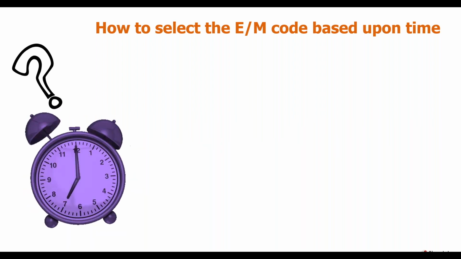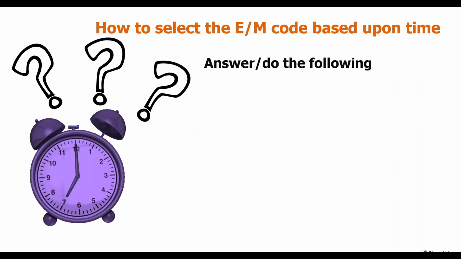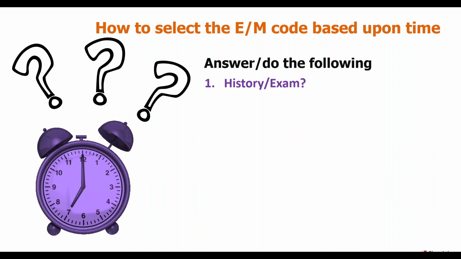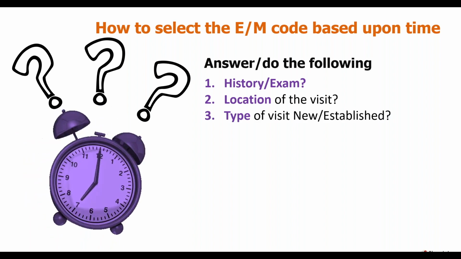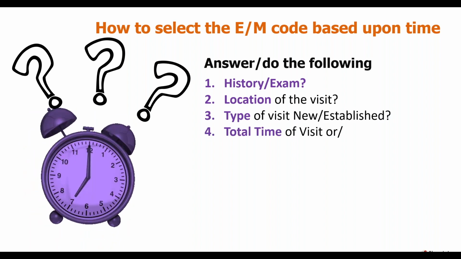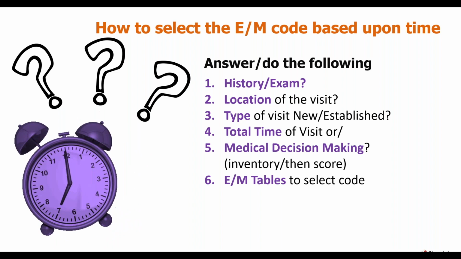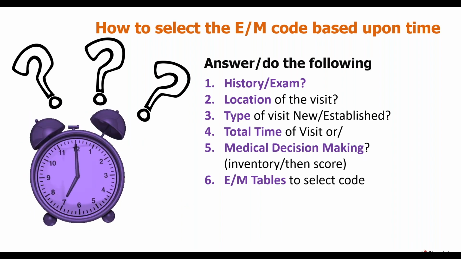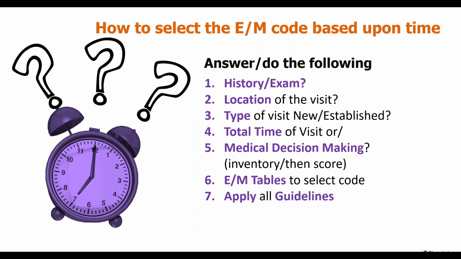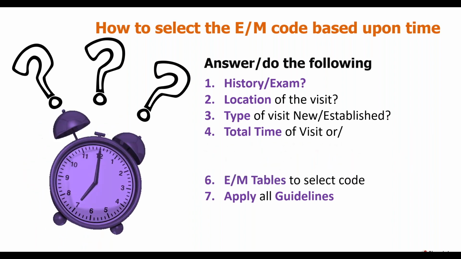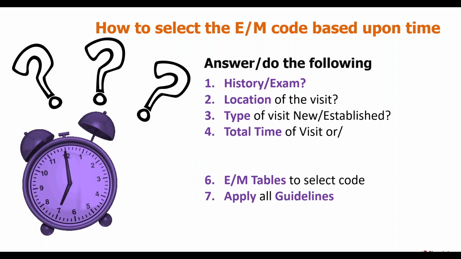How to select an E&M code based upon the total time. Once again, the questions remain the same except one particular question. We would ask whether there's a history or exam, the location of the visit, the type of the visit, new or established patient. Then step 4 would be the total time of the visit. And step 5, which is MDM, won't be there if you are going to select the E&M code based on time. Step 6 would be E&M tables to select the code and apply all the guidelines. So as I said, step 5 won't be there if we are using total time to select the E&M code.